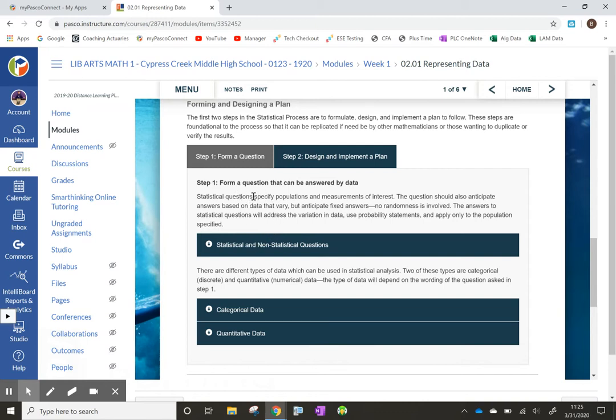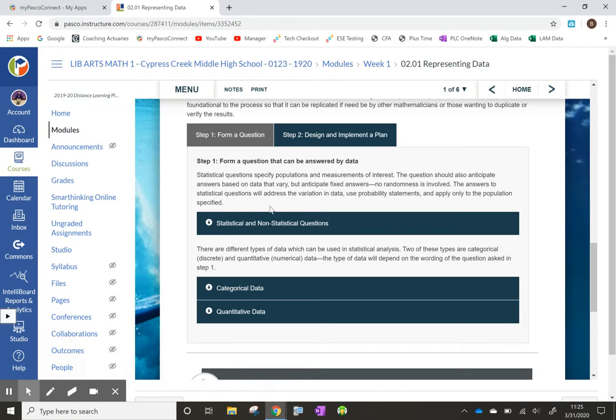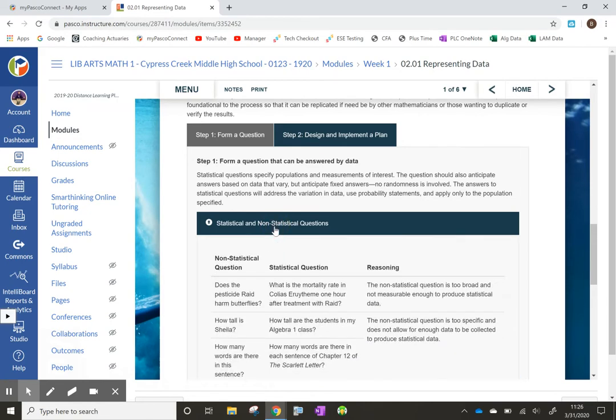Statistical questions specify populations and measurements of interest. The question should also anticipate answers based on data that vary, but anticipate fixed answers. No randomness is involved. The answers to statistical questions will address the variation in data. Use probability statements and apply only to the population specified. Again, a lot of lingo, a lot of mumbo jumbo, but we'll get into what all that is.